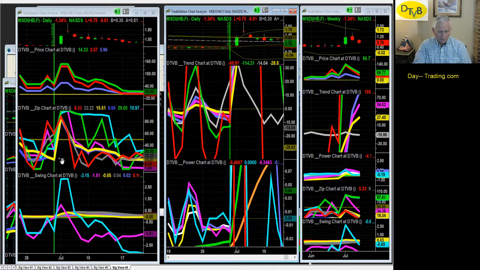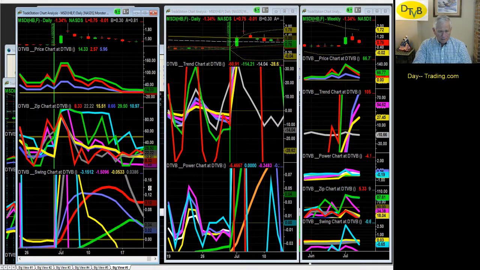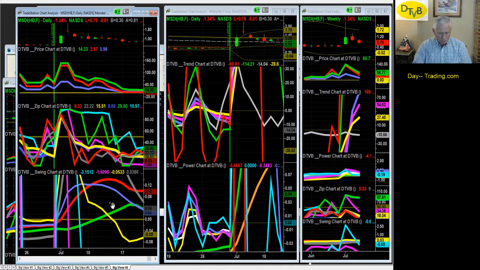Zip green is only at 49. Power yellow is in between, so it's not. That's one of the cases where it's not. Swing yellow, of course, is above red. Swing red green again. I forget to move these when I move from symbol to symbol. The power red is at -4 on the vertical green line day. And again, for emphasis, trend red is highest.